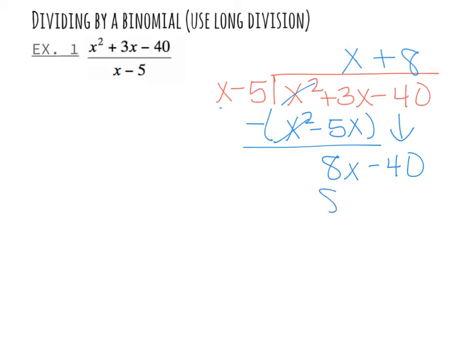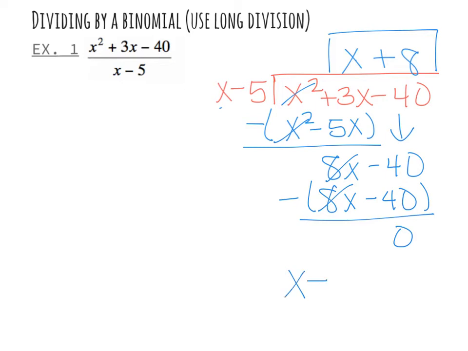8 times x is 8x. 8 times negative 5 is negative 40. Don't forget the parentheses. Subtract it. 8x minus 8x cancels. Negative 40 minus negative 40 also cancels. Gives me a remainder of 0. So the answer would be x plus 8. So when you divide x squared plus 3x minus 40 by x minus 5, your answer should be x plus 8.